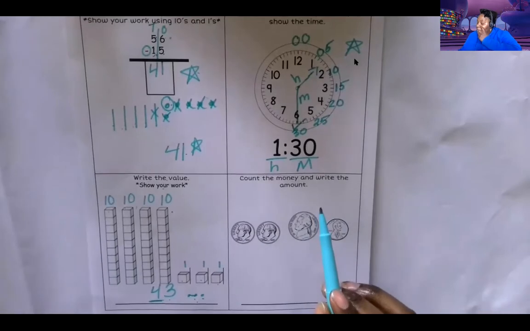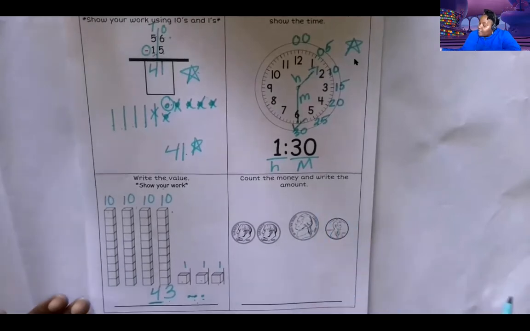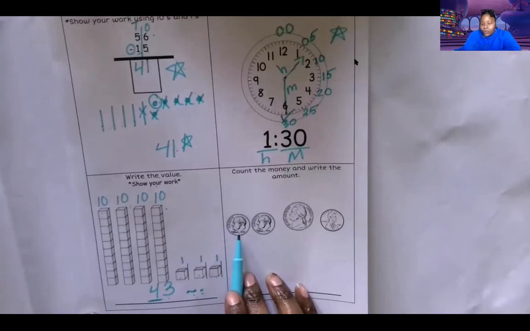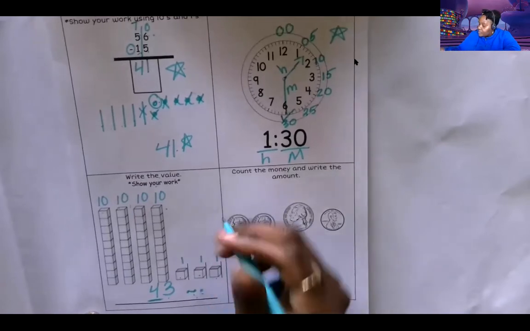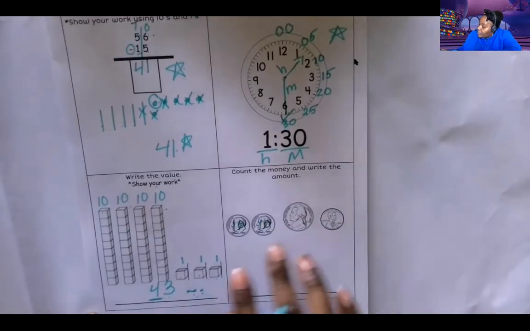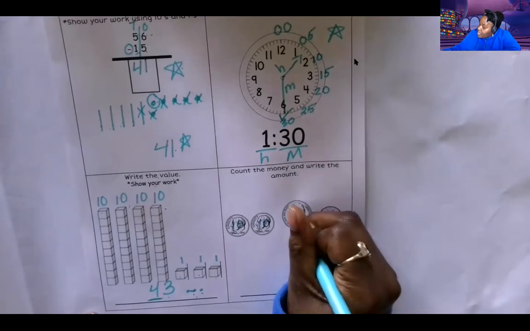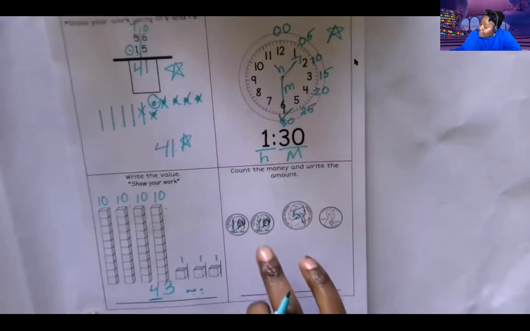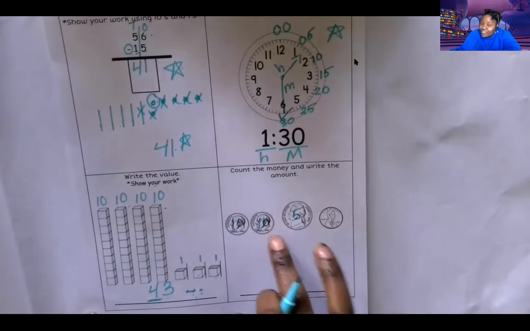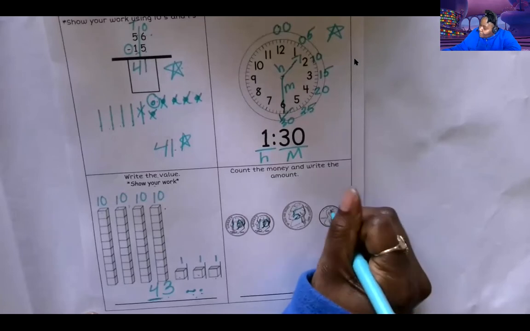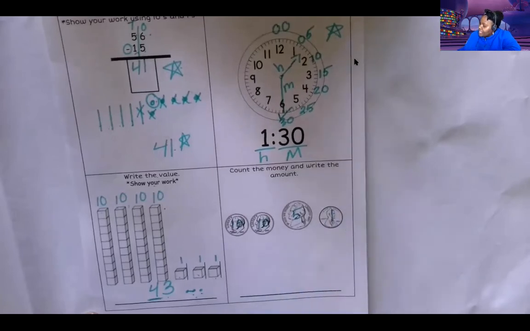Let's move on to count the money and write the amount. Let's see. Oh, these are the smaller silver coins. And I know these are dimes. I'm going to label them 10. So I have 2 dimes and I have 1 nickel. And I know a nickel is half of a dime. And if a dime is 10, half of 10 is 5, because 5 plus 5 is 10. And then here's my penny. A 1.